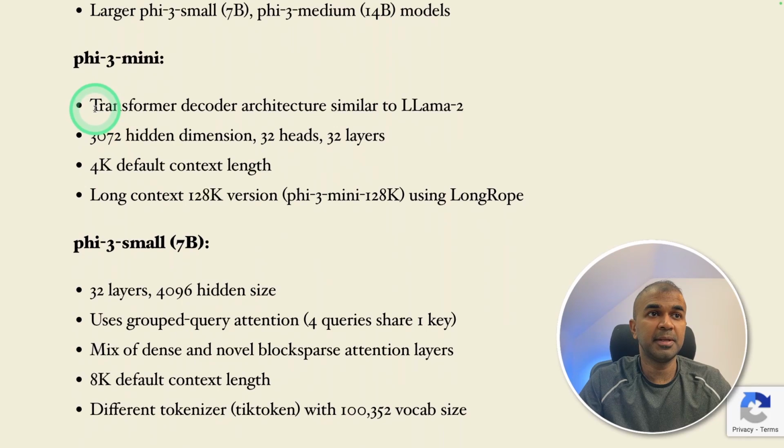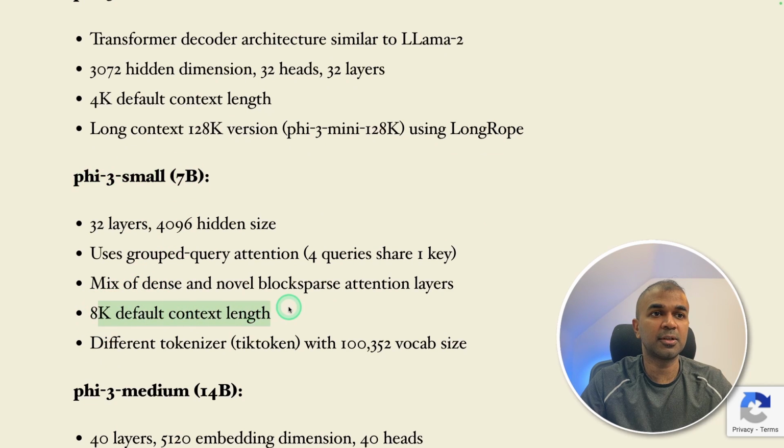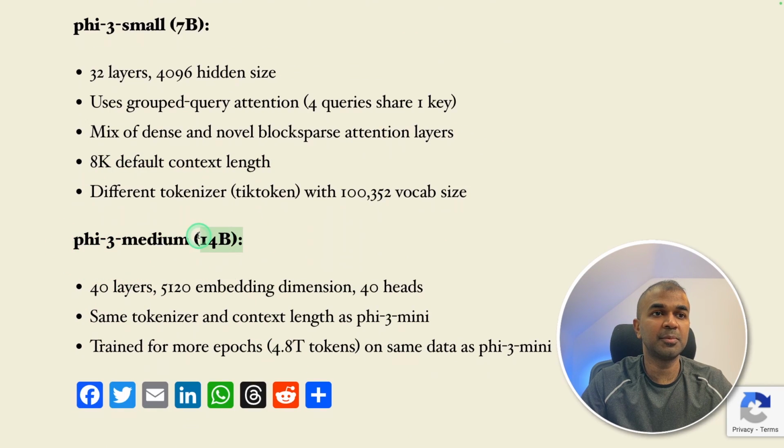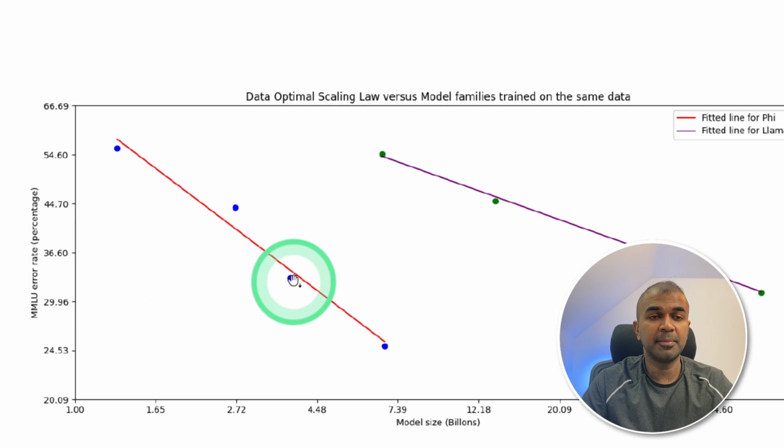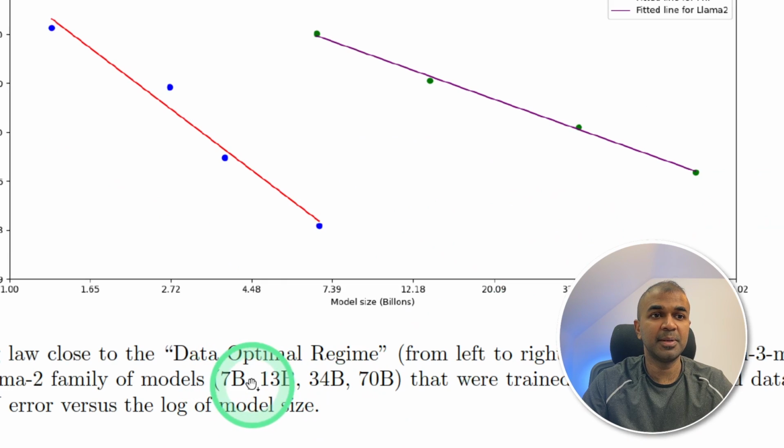You can see the Phi-3 mini model is transformer decoder architecture similar to Llama 2, 4000 default context length. It can go up to 128,000 with Phi-3 mini 128K using long rope. Phi-3 small, 8000 context length. Phi-3 medium, 14 billion parameter model, 8000 context. If you see the number of error rates, Phi-1.5, Phi-2, Phi-3 mini and Phi-3 small comparatively have fewer errors compared to Llama 2 models, such as 7 billion, 13 billion, 34 billion and 70 billion parameter model.